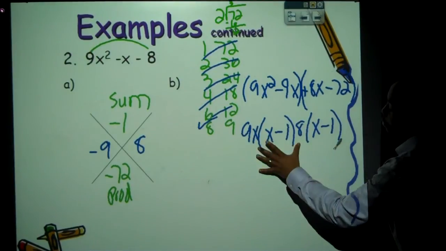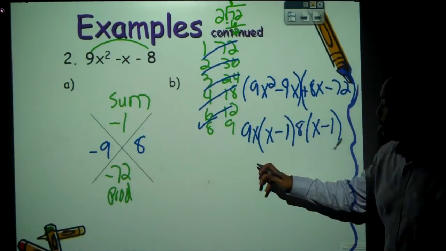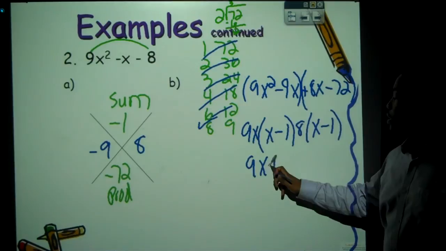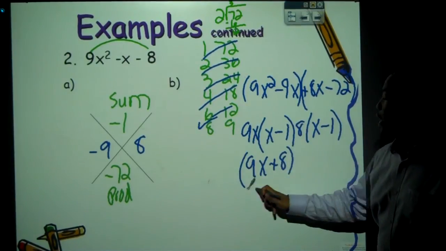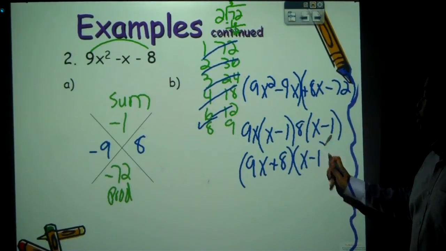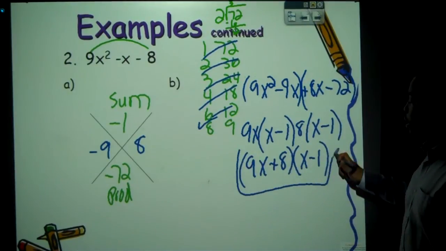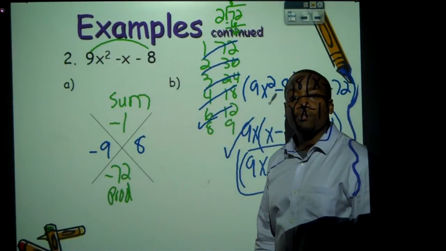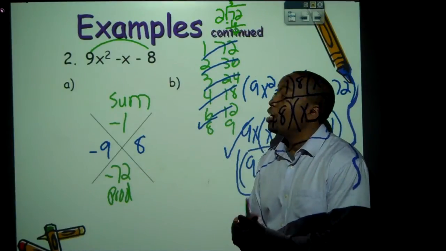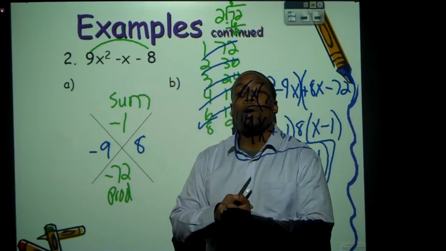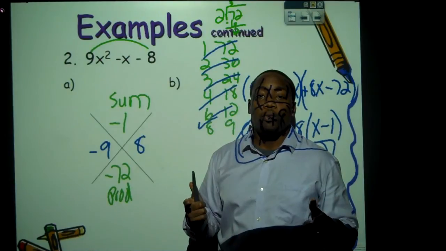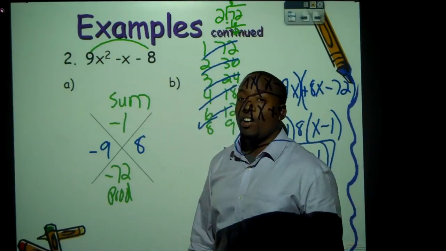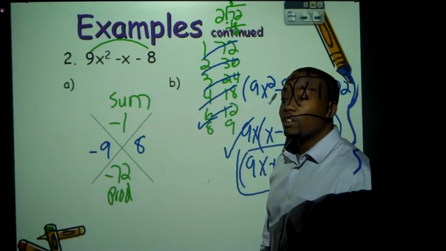Now, pull it all together. This goes together, so it will be 9x plus 8 and x minus 1. And now, as you see, we are good to go. That's it. Hope this helps. Go back. Redo these problems so you get it right. We need an A on this quiz. Alright, first, we're trying to start off good.